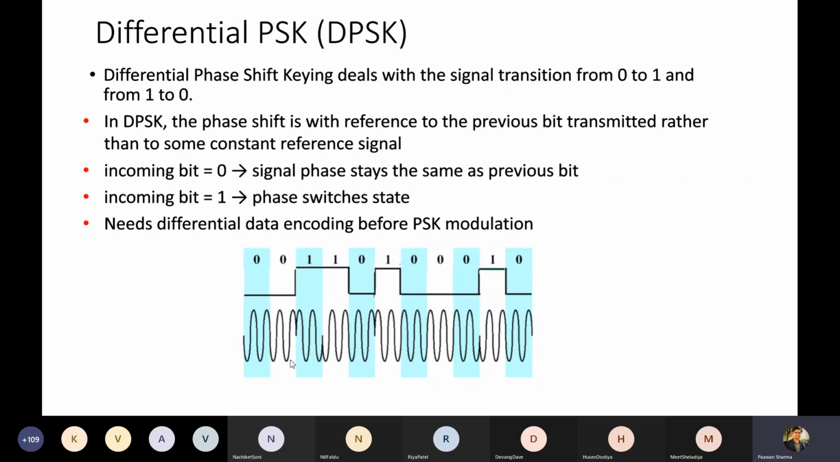So 0 was continuing like this, and suddenly bit 1 has come, so the phase has to reverse like this. Now again 1 has come, so the phase will be the reverse of the previous. Again it is reversed, and this continues for this time interval. When the next bit time period starts, what is the bit? 0. So the phase will continue as it was earlier, like this. Now again bit 1 has come. So I hope you see the difference between DPSK and BPSK.